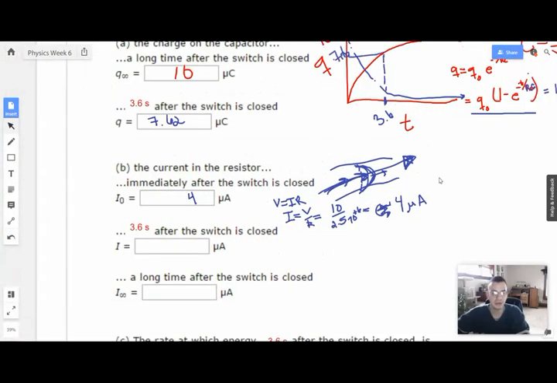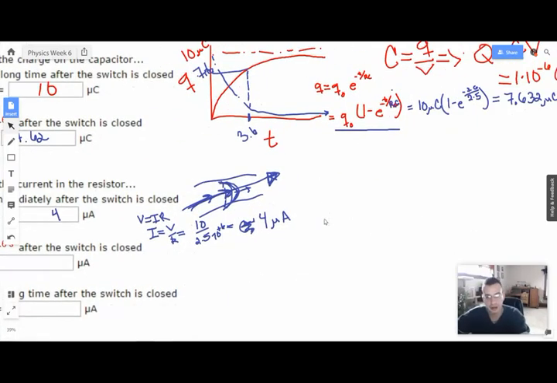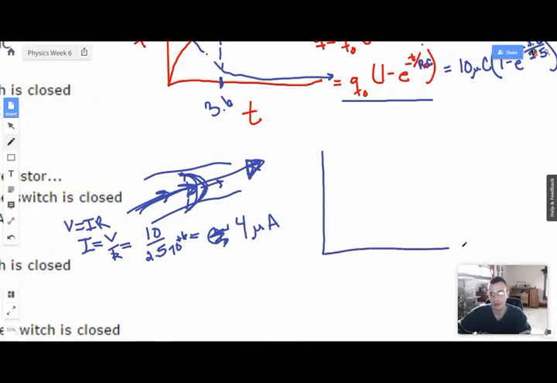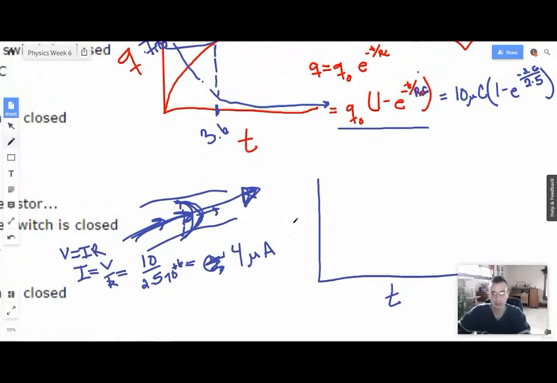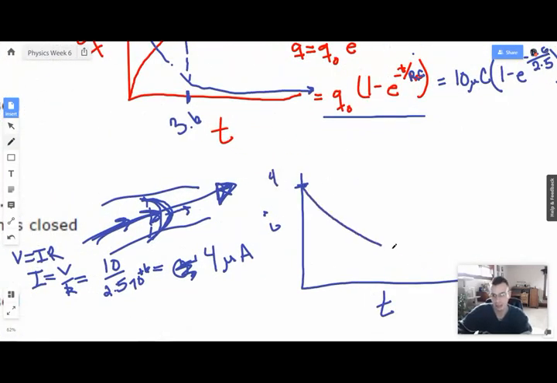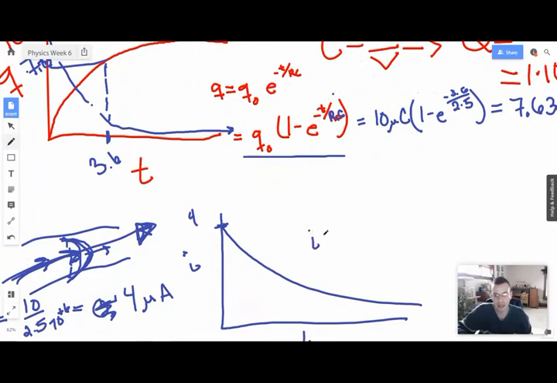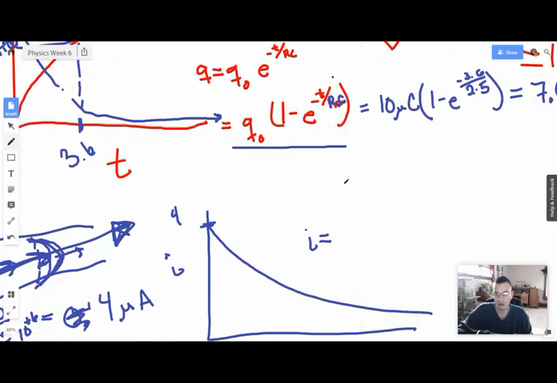Excellent. Now 3.6 seconds after the switch is closed, we're going to have 7.62 microcoulombs. Okay. So I'm going to draw another graph. Same idea as before. Current is going to act very similar to charge. So that's going to be time. This is going to be current. It's going to start at a maximum, which we know is when it just started, which is 4 microamps, and it's going to decay. And it's going to decay using the same equation that we wrote up here. Except this time I at any given time will equal initial current, the maximum current, times e to the negative t over RC.